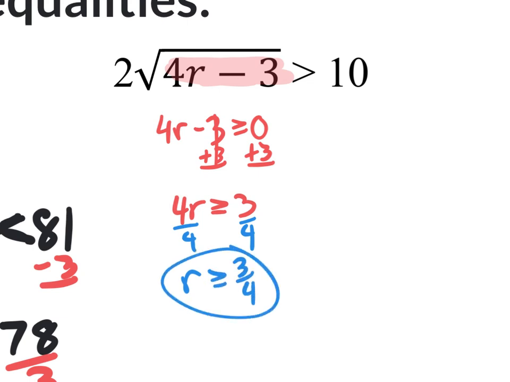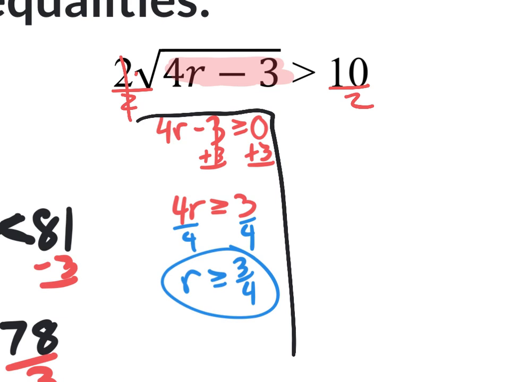That's one possible answer. The other answer is to go back and solve the original as if it were an equation. So you will get rid of the multiplication of 2 by dividing by 2. And remember, tomorrow might be a -2 right there, which would cause the inequality to flip. But in this case, it's not a -2, it's a +2. So what do I have left? I have the square root of 4r minus 3 is greater than 5. It did not flip. On tomorrow, you might have a -2, which will cause that inequality to flip.